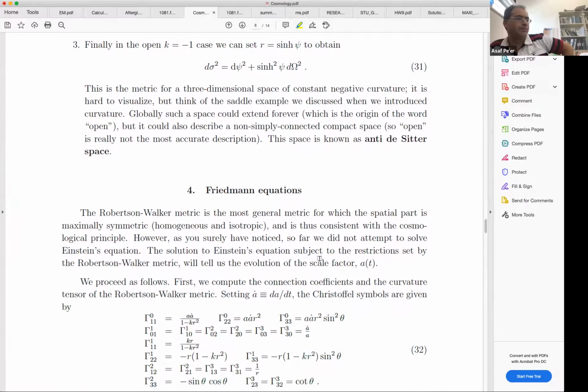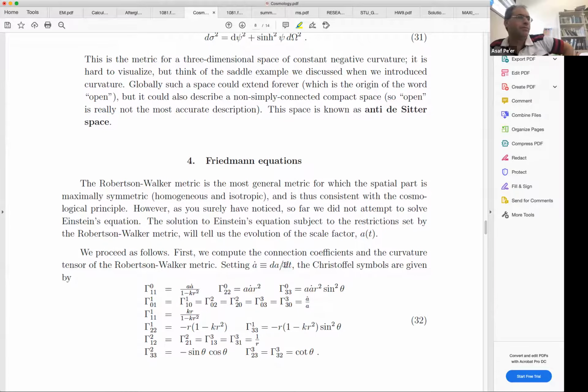So when you write down the Christoffel symbols, where I use A dot to denote dA over dt, this is how they look. For those of you who copy, let me say it out slower. These are the non-zero Christoffel symbols. Gamma 0, 1, 1 is A times A dot divided by 1 minus kr squared. Gamma 0, 2, 2 is just A times A dot times r squared. Gamma 0, 3, 3 is A times A dot times r squared sine squared theta.